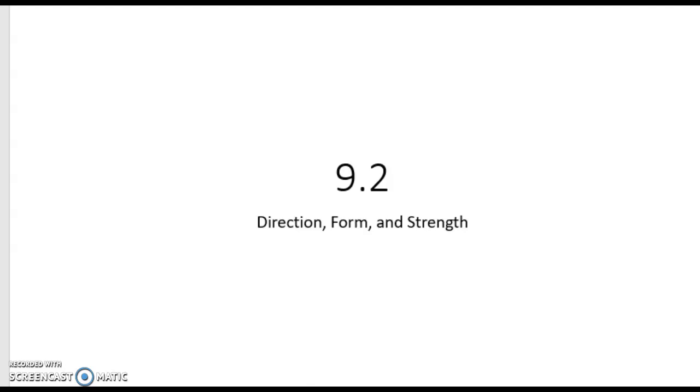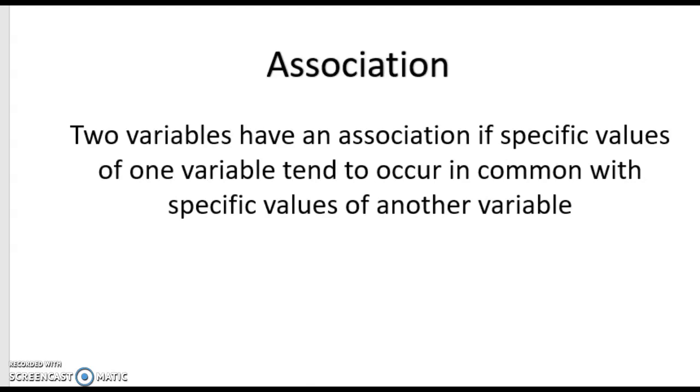So here we go. When you talk about association, when two variables have an association, basically they have something in common, okay? Specific values of one variable tend to occur in common with specific values in the other variable. So we are definitely looking for a connection between these numbers.